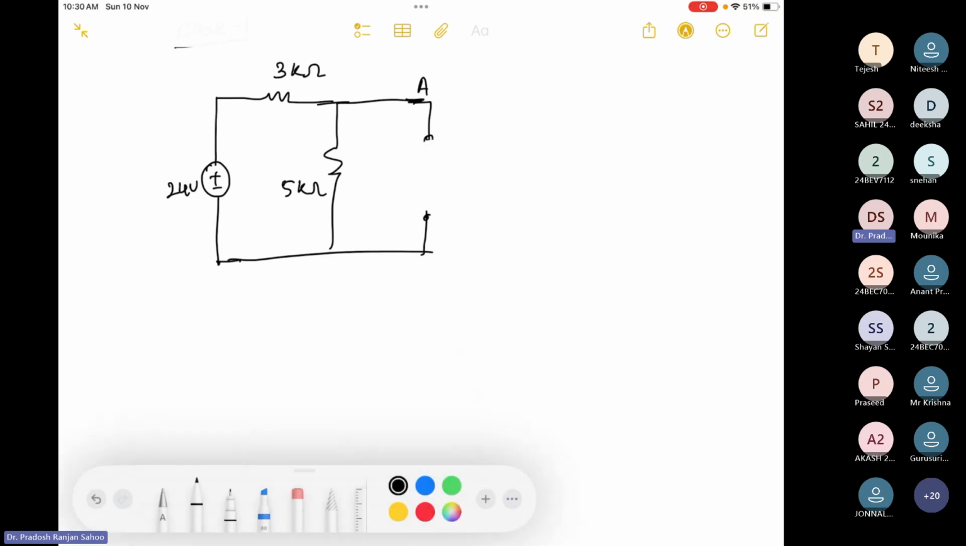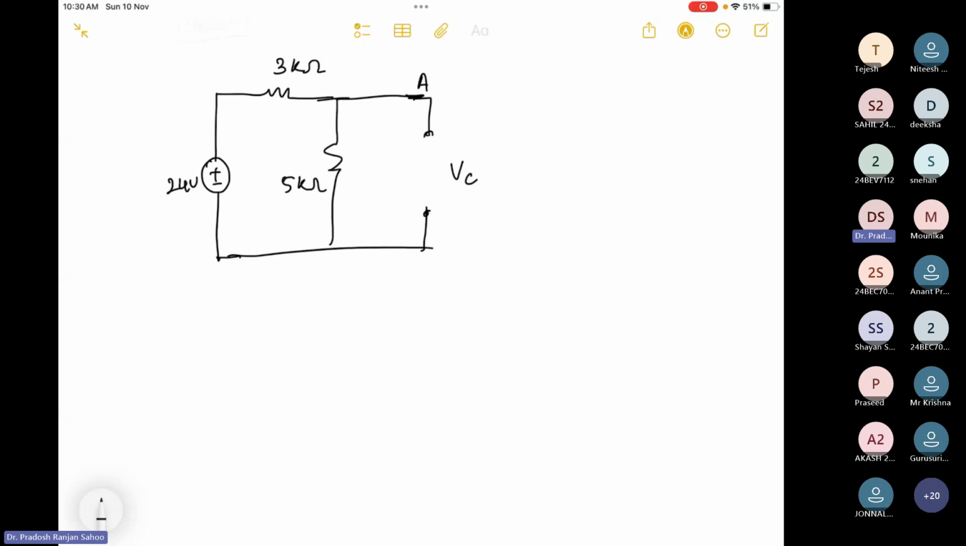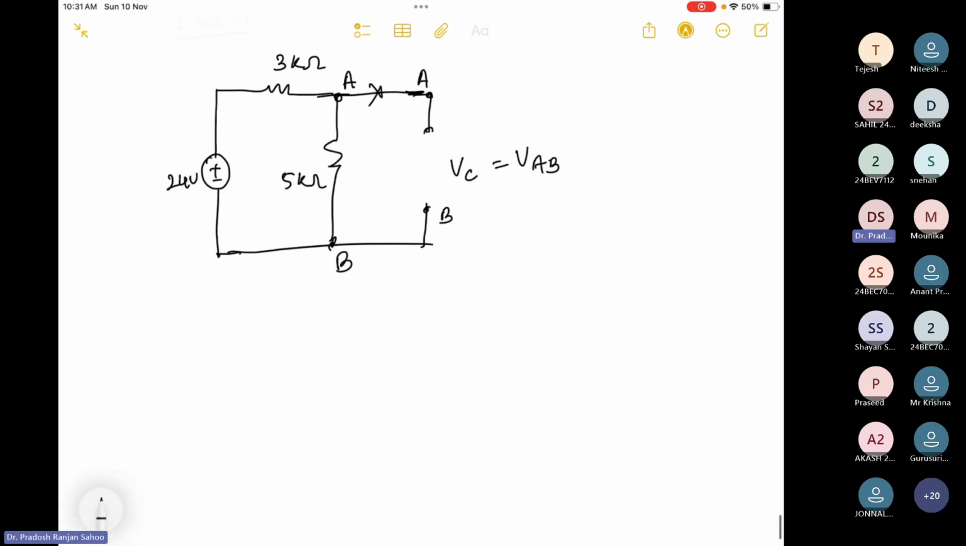I want to find the voltage across the capacitor. The voltage across the capacitor is nothing but the voltage across A and B. This node is also A, and this is B, hence this is also B. Now VAB is the voltage across the 5 kilo ohm resistor. The capacitor is open, so no current will flow there. The current is 24 divided by 5 plus 3, that is 3 ampere.